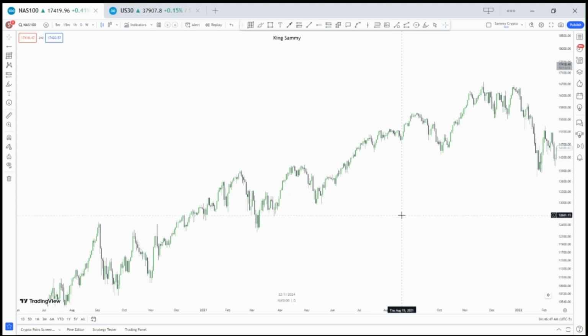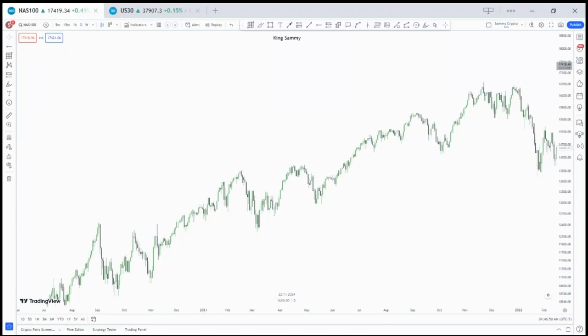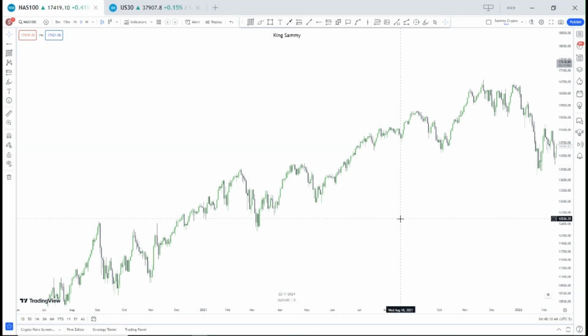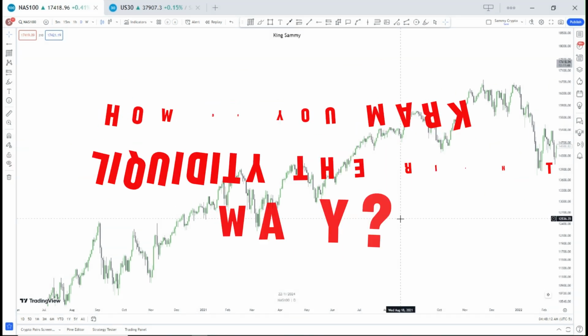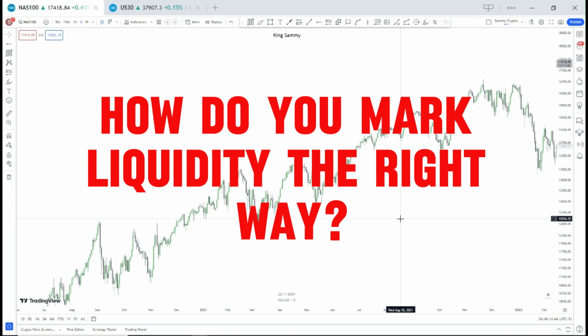You've been marking liquidity the wrong way. Hey traders, it's Trading Genius, and today we're diving deep into the world of liquidity, specifically tackling the question, how do you mark liquidity the right way?